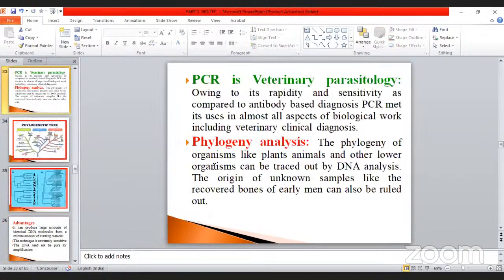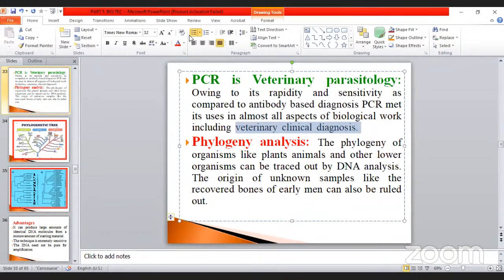Don't forget. And then PCR in veterinary parasitology. Veterinary means animals, isn't it? Owing to its rapidity and sensitivity as compared to antibody-based diagnosis, PCR has made its use in almost all aspects of biological work, including veterinary clinical diagnosis. This is also important. Simply, it is mostly used for animal disease identification, isolation, all those things.